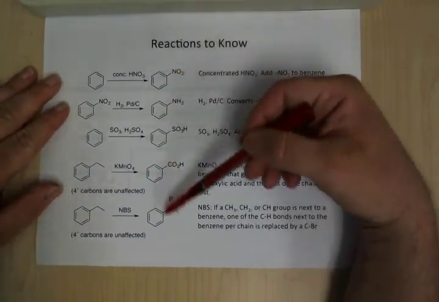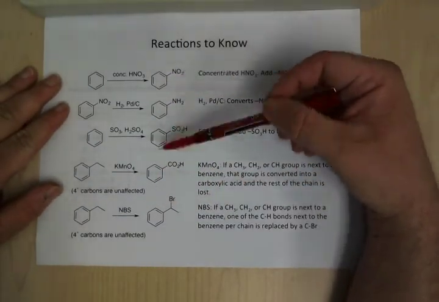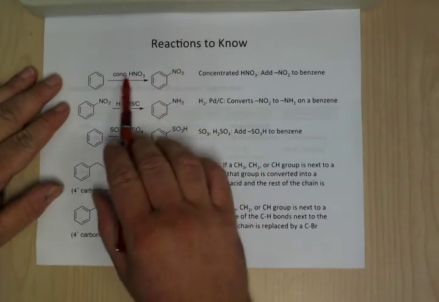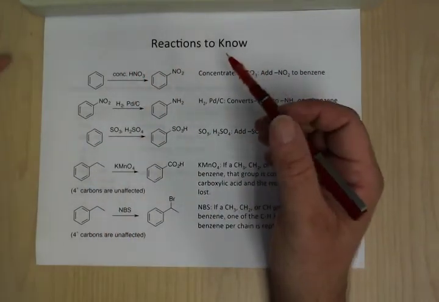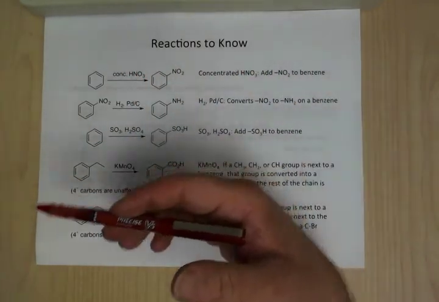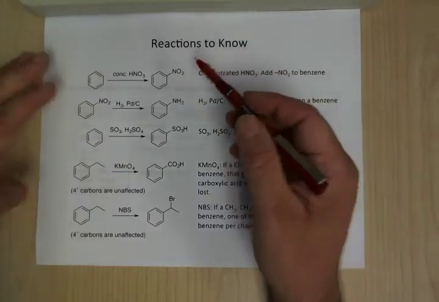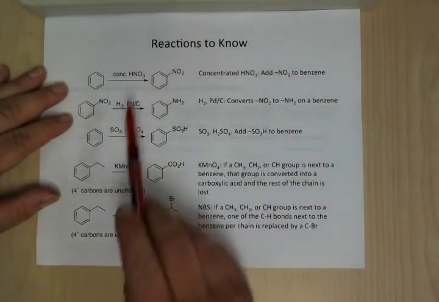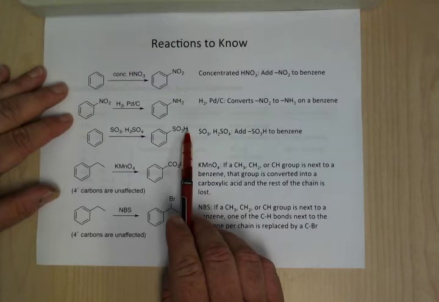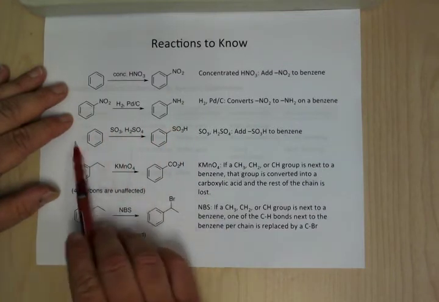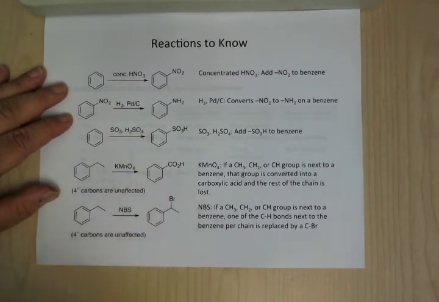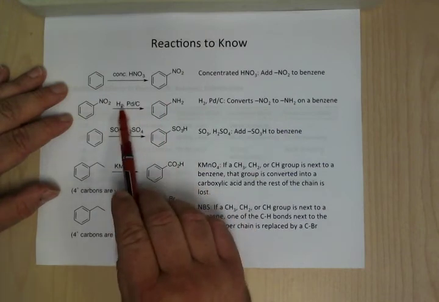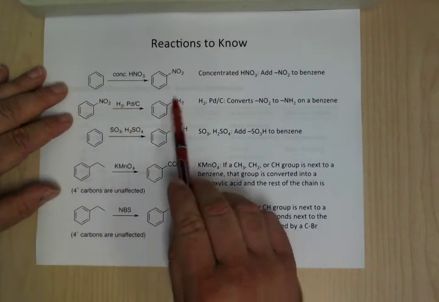Okay, so again, more things to put on to benzenes. If you want to put a nitro group on here, you can use concentrated nitric acid. Sometimes you can also do nitric and sulfuric acids, aqua regia. If you want to put a sulfonic acid on there, you do SO3 and sulfuric acid. Now with the nitro group, if you hydrogenate this down, it actually turns it into an amine.